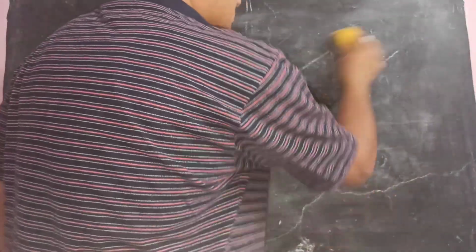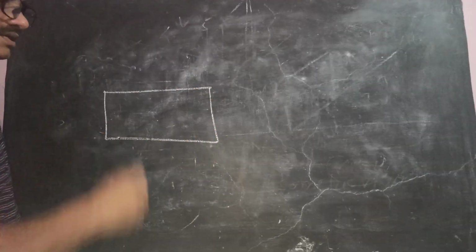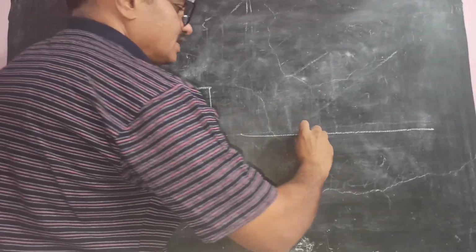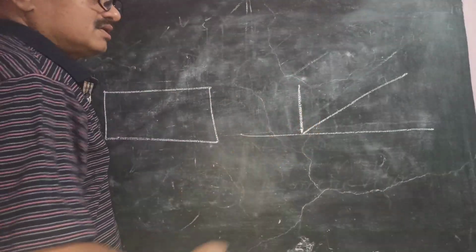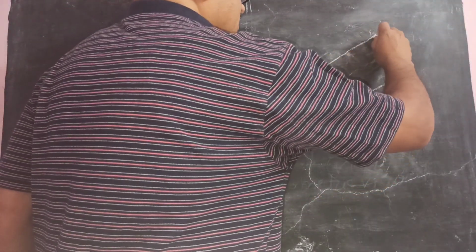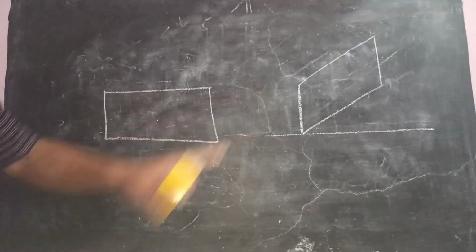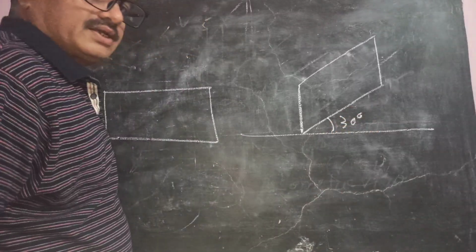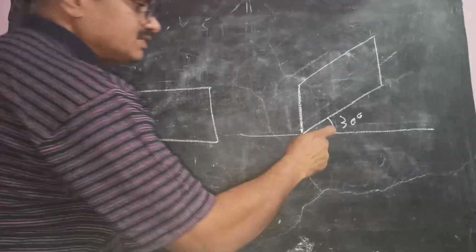So if it is, say, a rectangle, a simple diagram, and we are making its isometric, draw a line, get the height of this, draw a line at 30 degrees, get the height of this and draw these parallel lines. So this is the isometric of this. This angle is always 30 degrees. The length and the height will all be the same as we draw in the view.